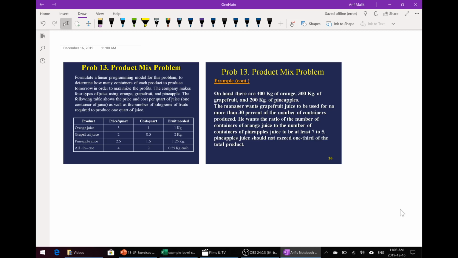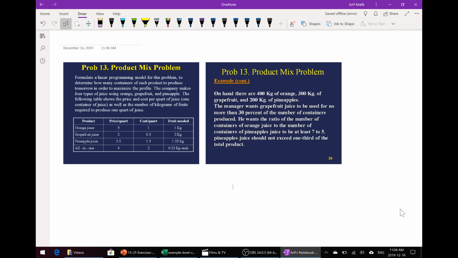Okay, let's see this problem. Product mix problem. Formulate a linear programming model for this problem to determine how many containers of each product to produce tomorrow in order to maximize the profits. The company makes 4 types of juice using orange, grapefruit, and pineapple. The following table shows the price and cost per quart of juice, 1 container of juice, as well as the number of kilograms of fruits required to produce 1 quart of juice.